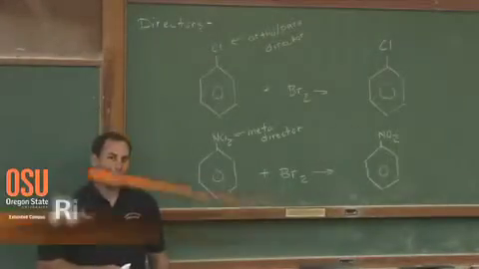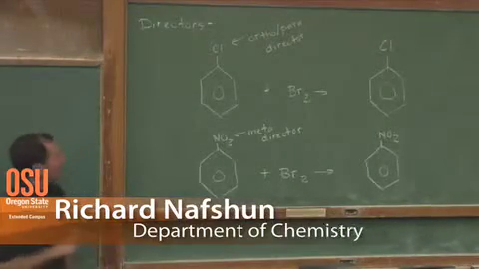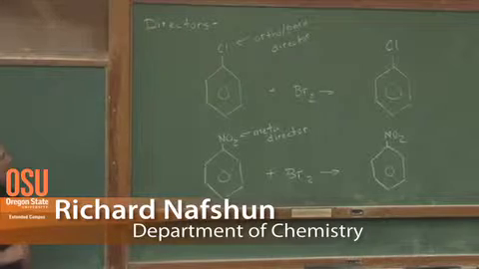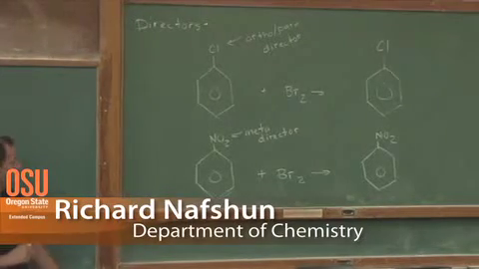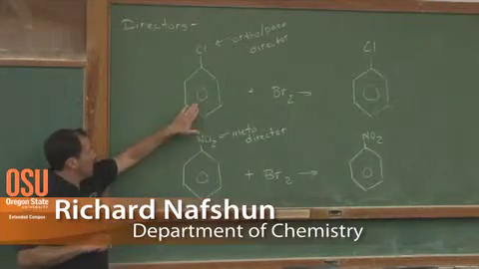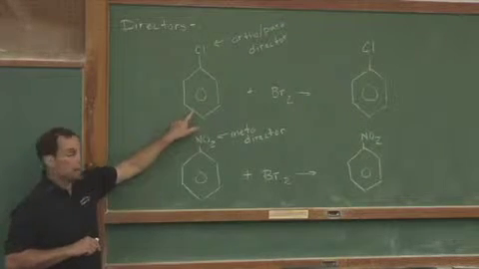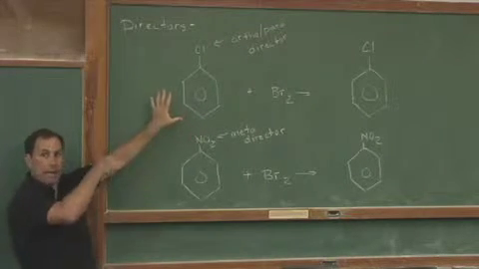Hi, I'd like to talk to you about directors. What's meant by directors is we're going to take a benzene ring, C6H6, and a benzene ring has 6 carbons in a row, alternating single and double bonds, with 6 hydrogens on the outsides here.